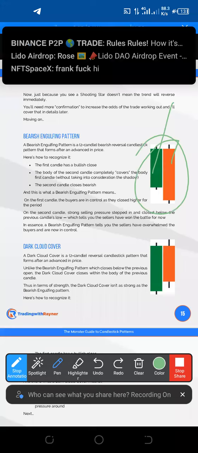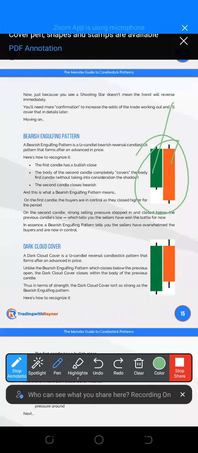Then on the first candle, the buyers are in control as they close higher for the period. On the second candle, strong selling pressure stepped in. That is, this green candle shows the buyers are in charge, followed by the red candle.